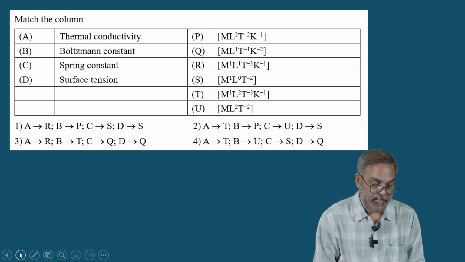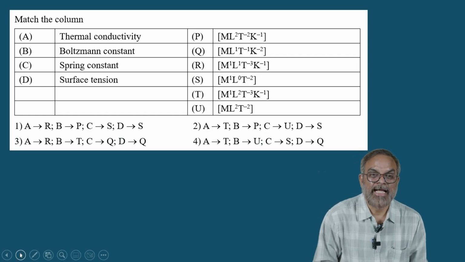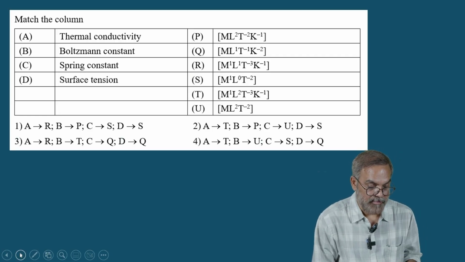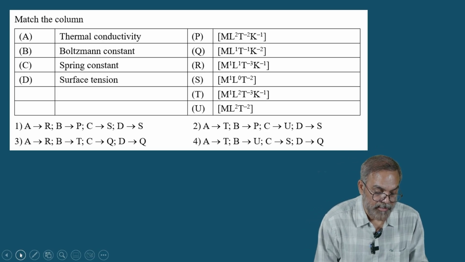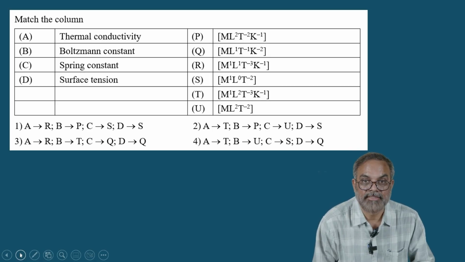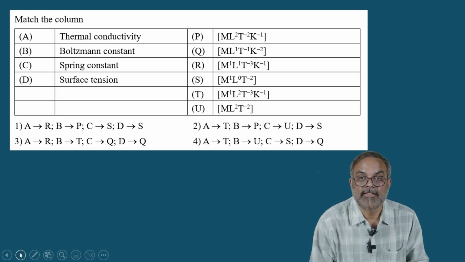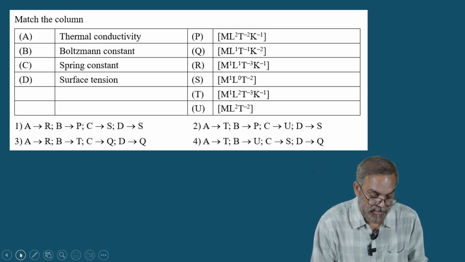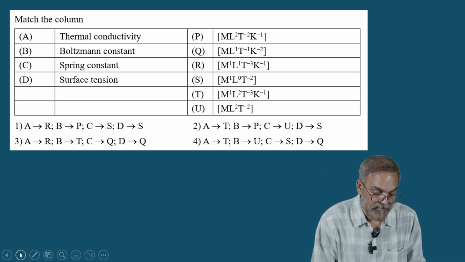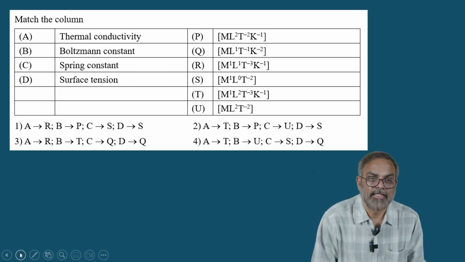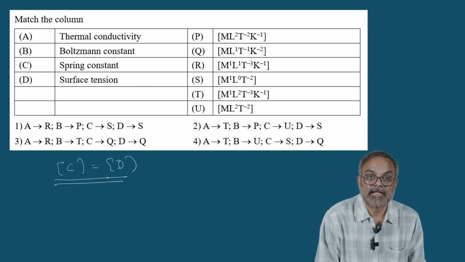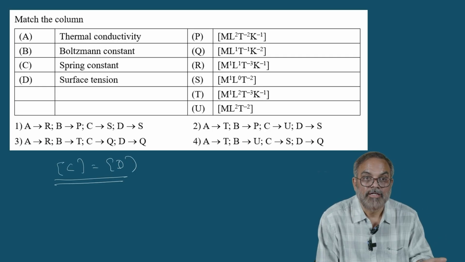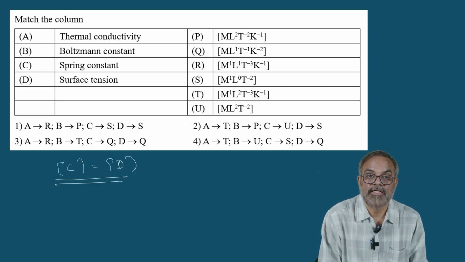moving to the next question, and see, this is a question from units and dimensions, and we have to match the columns. There are physical quantities given: thermal conductivity, Boltzmann constant, spring constant, and surface tension. Then there are dimensions given in the right column. Well student, let's see this question very carefully. The moment you look at the question, one thing you realize is that C will have the same dimension as that of D. Okay, so this is very clear. Surface tension is force per unit length, so spring constant will also have the same dimension.